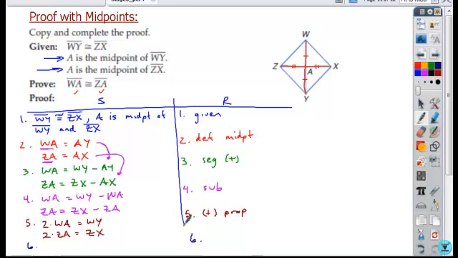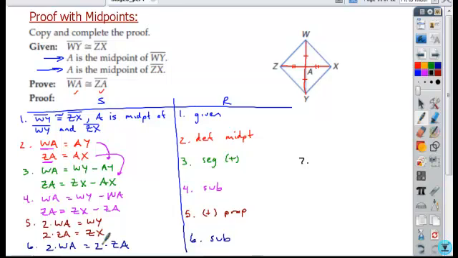And what about my next statement here? What do I know about WY and ZX? They're equivalent to each other, so what can I replace WY with here? WY is equivalent to 2 times WA. And what can I replace ZX with? 2 times ZA. Again, all I did was substitute that into the relationship that was given. Now I can go up to statement 7.